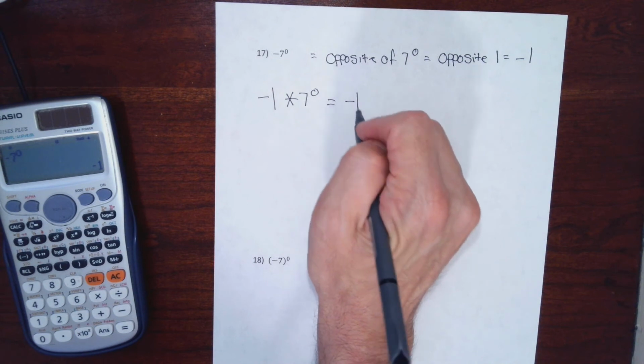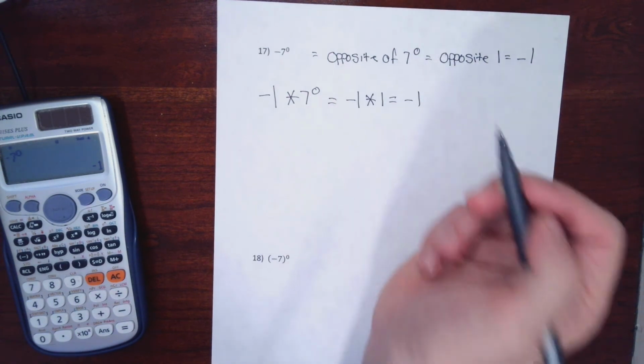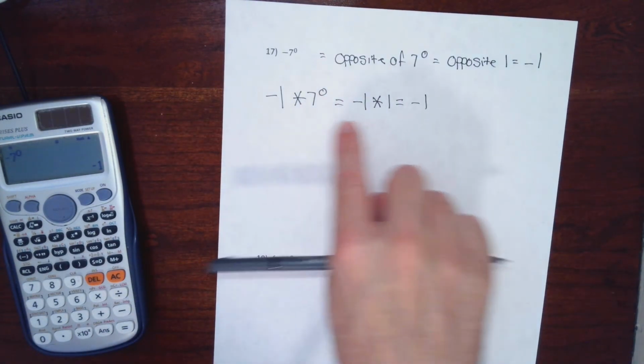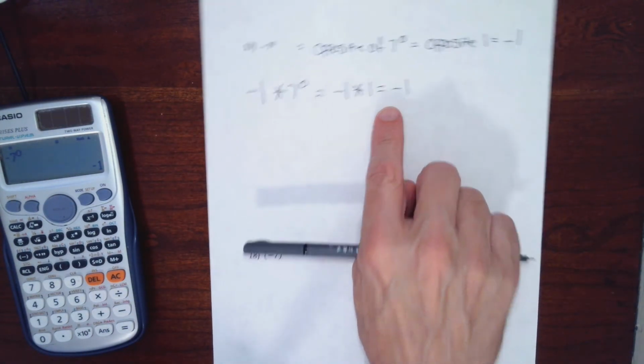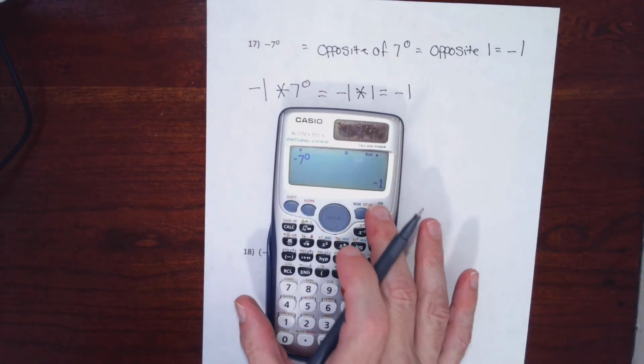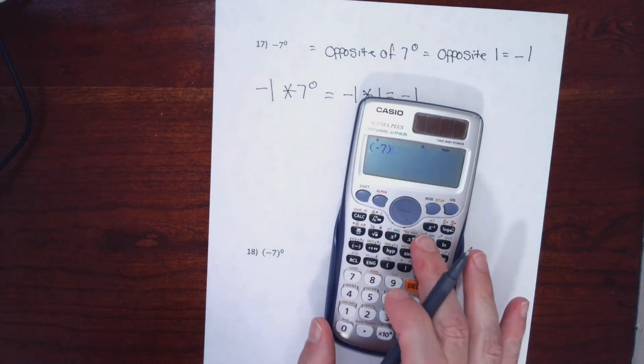And then the 7 to the 0 is 1. And this whole thing would reduce to negative 1. This is what I kind of did in the videos. This is maybe what I do in Math 120. And they're both good. For 18, when there's a negative in a parentheses, it doesn't matter.